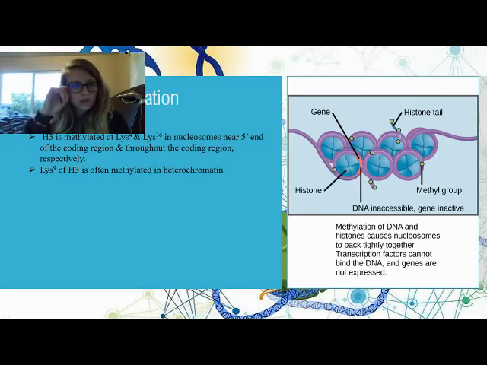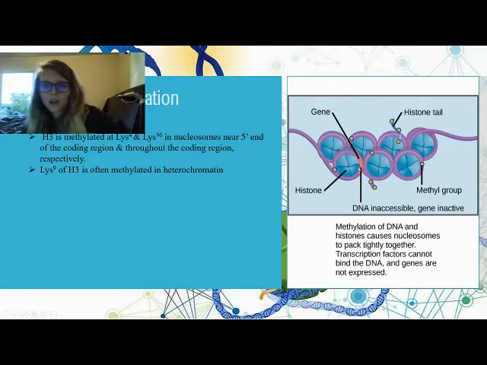During methylation, the H3 core histone is methylated at its lysine 4 and lysine 36 in nucleosomes near the 5' end of the coding region and throughout the coding region respectively. So, the 5' end coding region for lysine 4, and then throughout the coding region near lysine 36. Lysine 9 of H3 is often methylated in heterochromatin too.